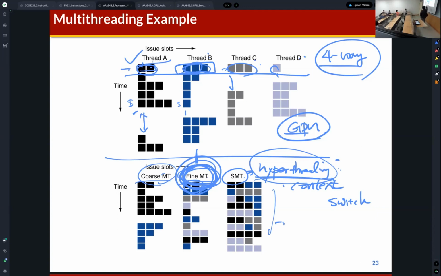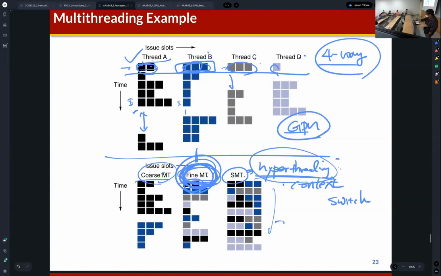So coarse-grained multi-threading means that when a thread encounters a cache miss, the CPU selects the other thread, and this event is called a context switch. I also mentioned the context switch in the previous class.